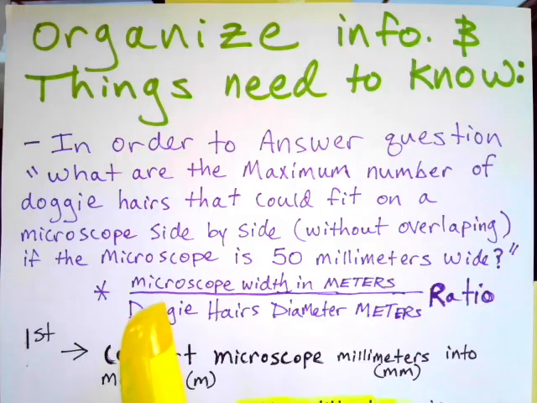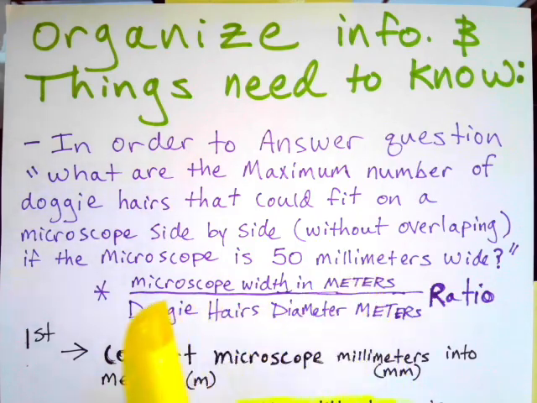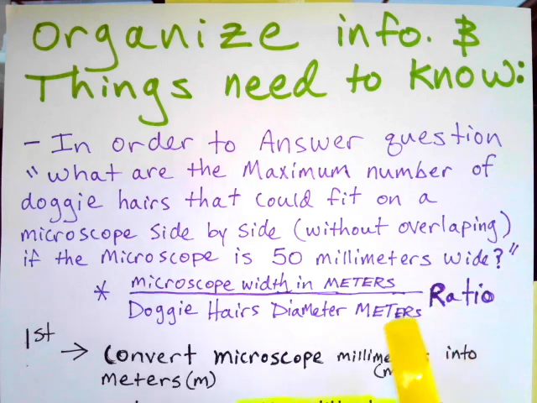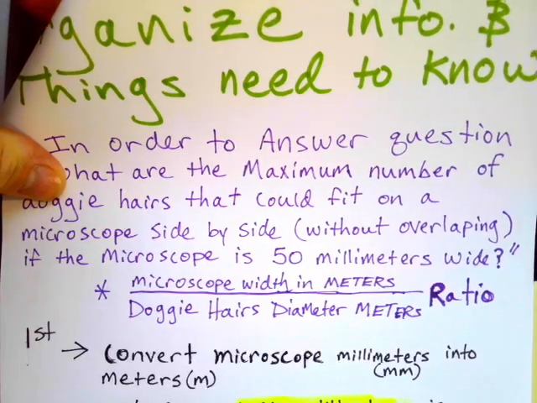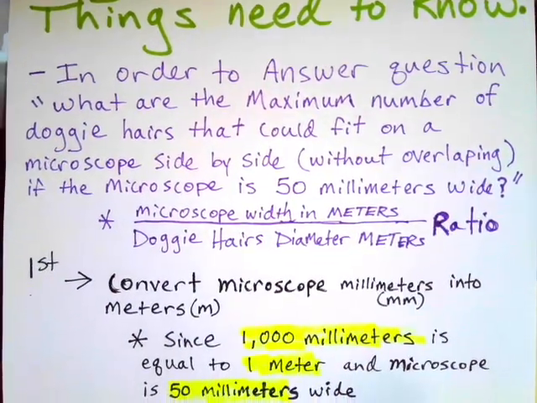Now, the way we're going to answer the problem is in scientific notation. We're going to put the microscope width in meters, and then we're going to divide by the doggy hair diameter in meters, and both of those values will be written in scientific notation. So let's just boogie on to it and take a look at how to convert.